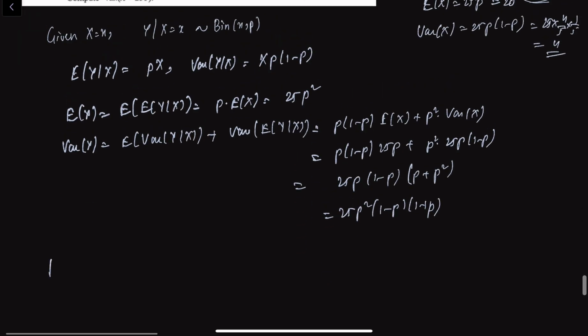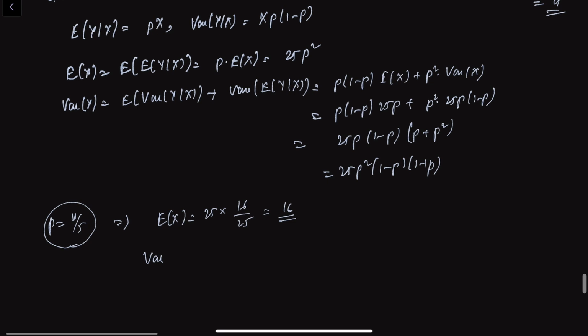So if I substitute p equals 4 by 5, I will get the expectation of Y as 25 into 16 by 25, which is 16. And the variance of Y would be 25 into 16 by 25 into 1 by 5 into 9 by 5, which is 144 by 25. If we multiply by 4 in both numerator and denominator, we get 5.76.